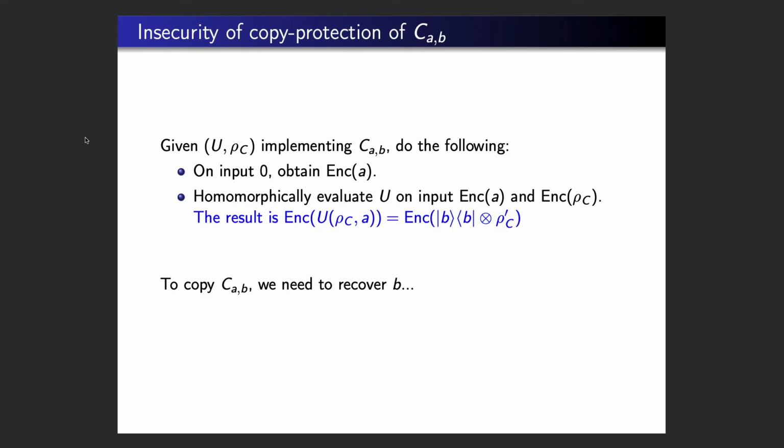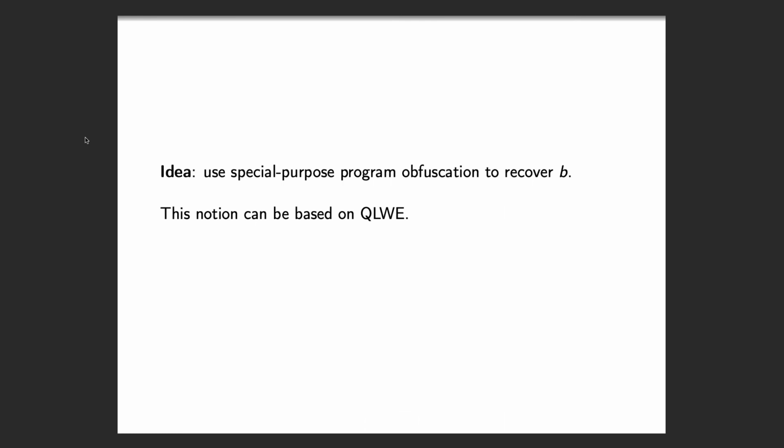Note that we are sort of stuck here, right? We neither have A nor do we have B. In order to break this copy protection scheme, we need to recover A and B in the clear, but we only have encryptions of them. Since they're in encrypted form, we need to be able to decrypt them. In order to decrypt these two values, we are going to use a special purpose obfuscation scheme. This particular notion of obfuscation can actually be based on quantum hardness of learning with errors. And we're going to use this obfuscation to recover B.